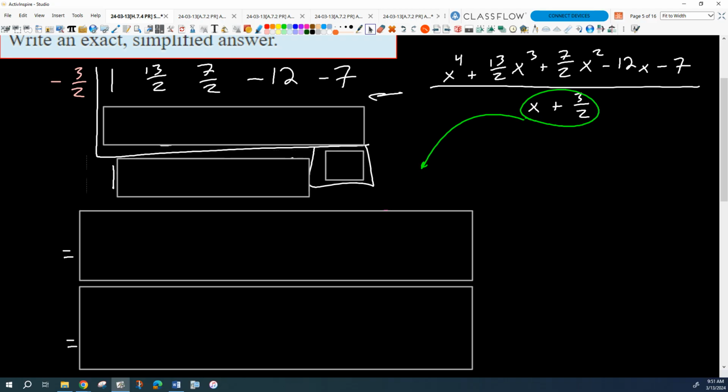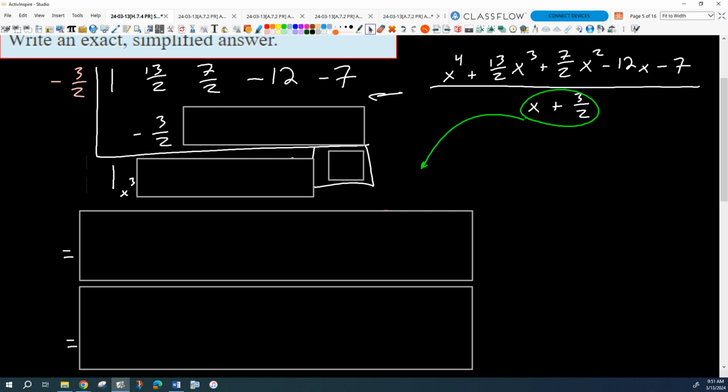Okay, so we drop down the 1, right? I get a 1. And then I wouldn't put that variable there, but just to remind you what that's going to be in the end, that's going to end up being an x cubed. Forget about the variables for now. Okay, and then what's next?